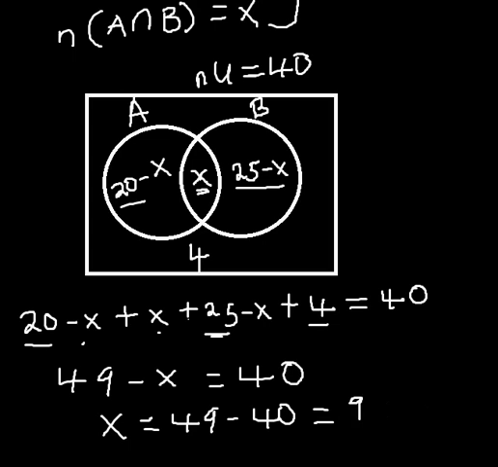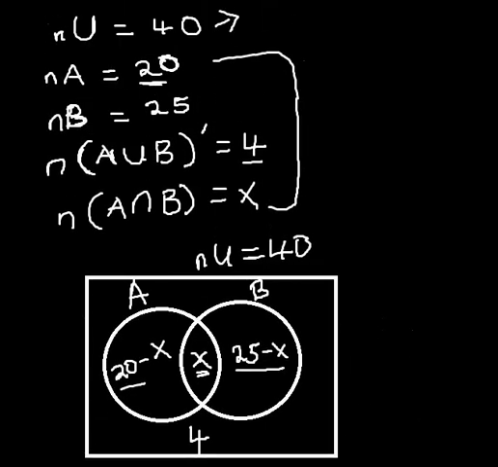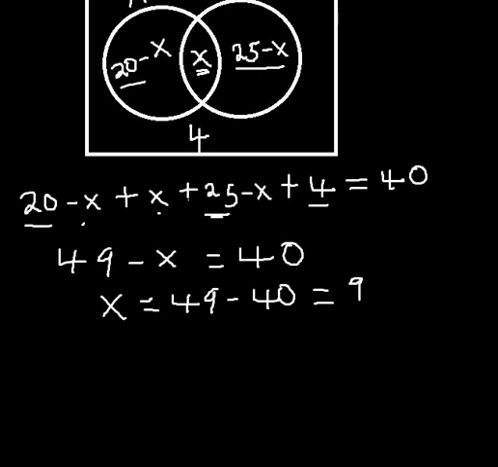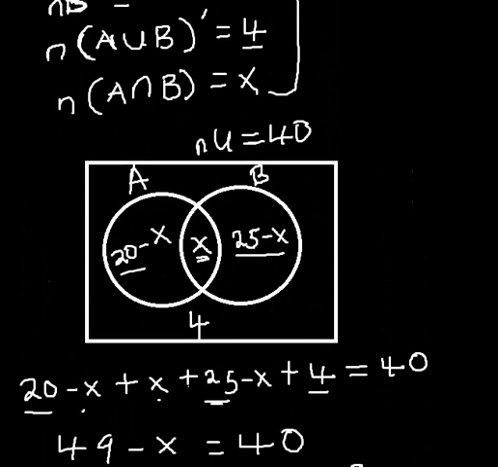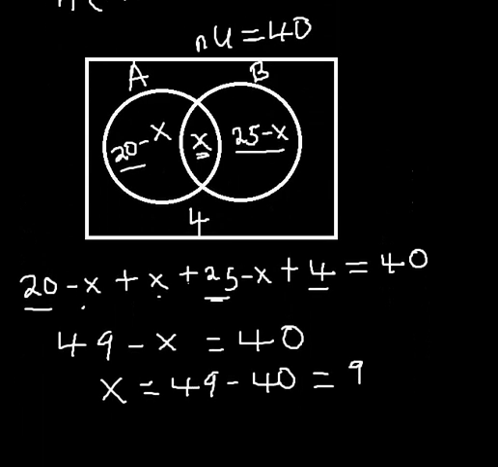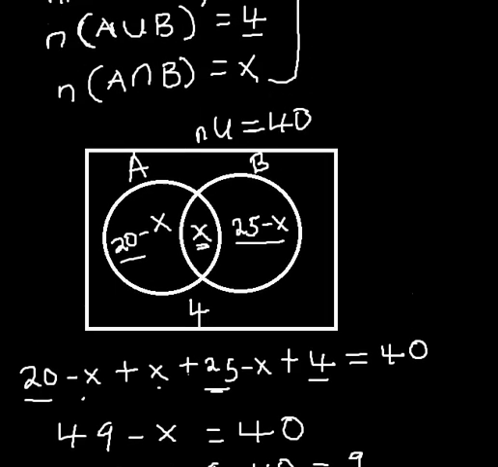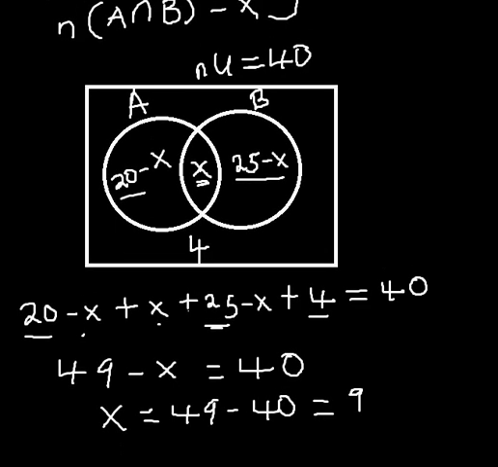So a word problem that involves a Venn diagram is very easy. If you can represent that word problem in a Venn diagram, you'll be able to solve it. This is just a typical illustration of a Venn diagram involving two subsets. We're going to be looking at the Venn diagram involving three subsets in the next video. All right, see you in the next video. Thank you very much.